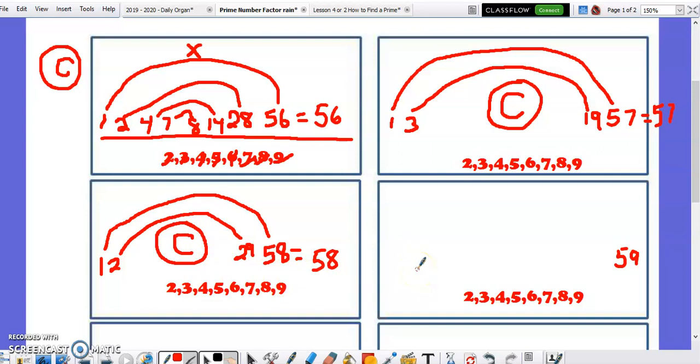Let's check 59. Is 59 a prime or composite number? Create the factor rainbow on your chart now and answer the question on the video.